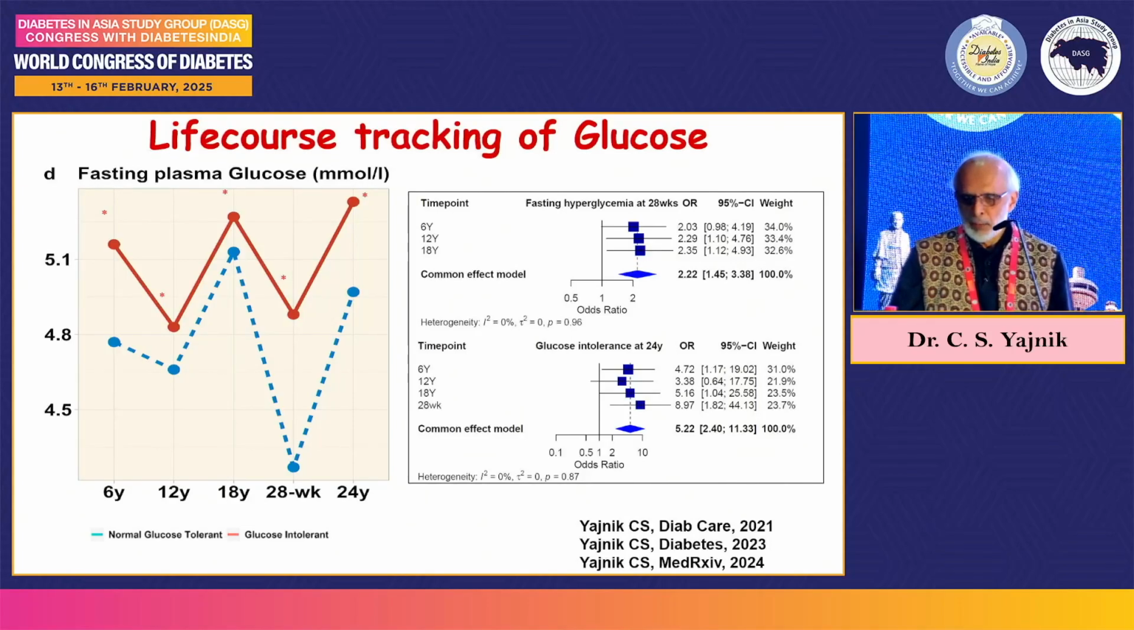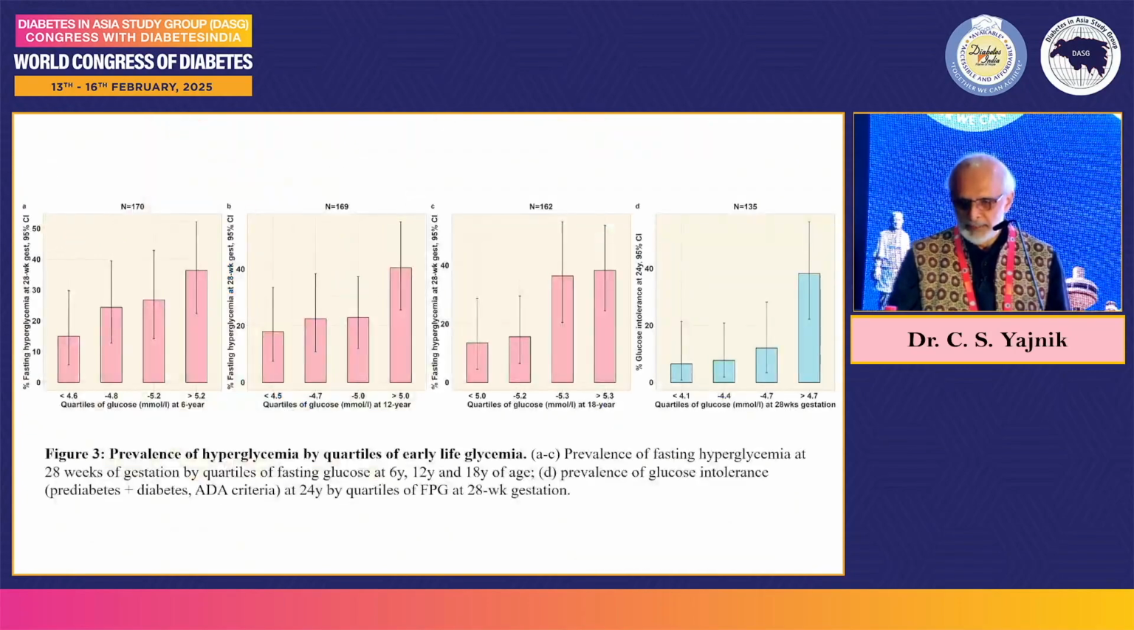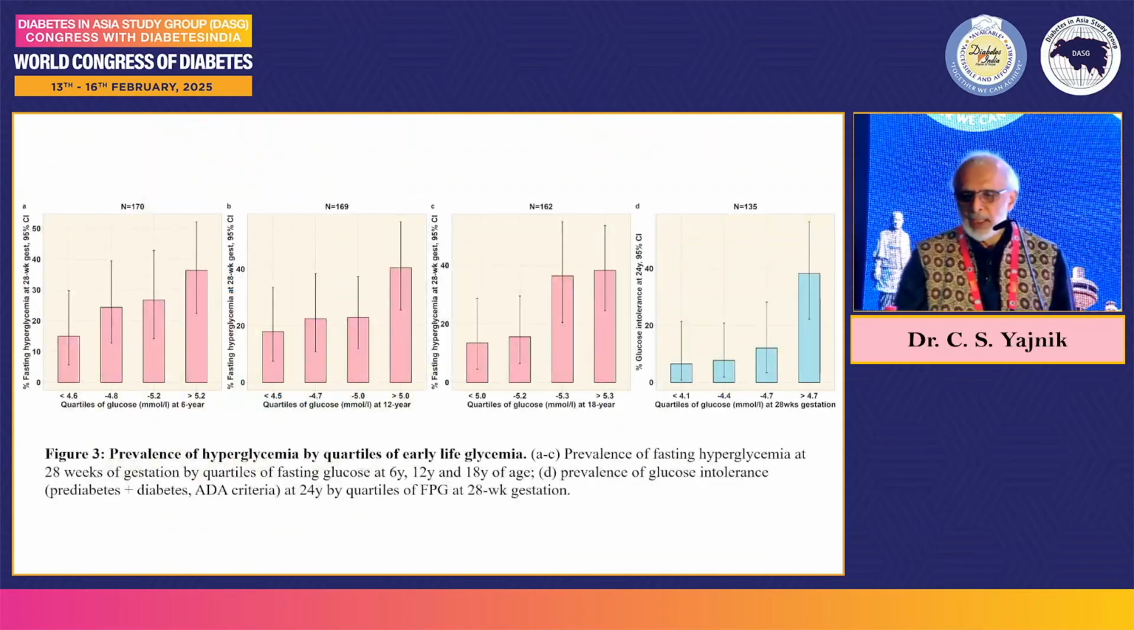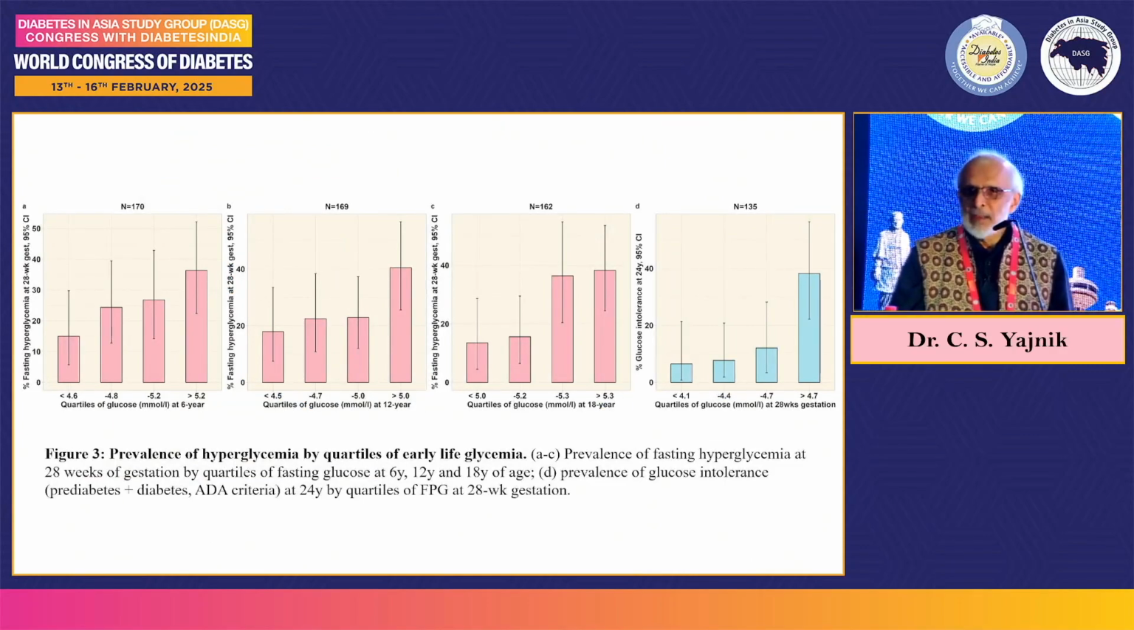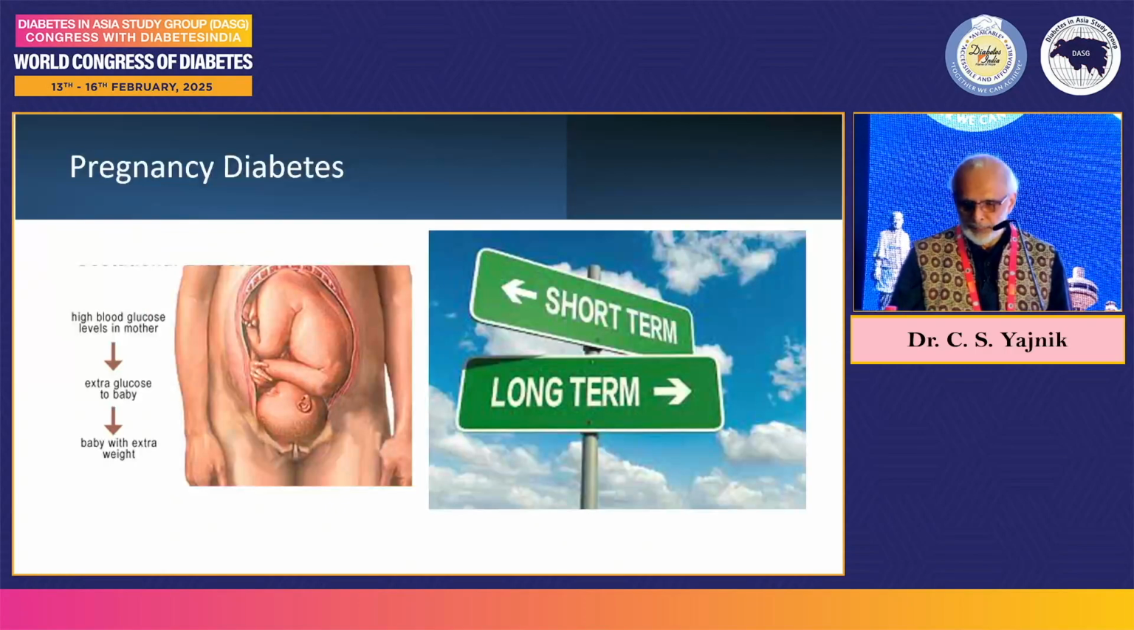And higher glucose in pregnancy increases risk of diabetes later. This is the most complete life course tracking of glucose in a woman from childhood into pregnancy and post pregnancy. And this is how strong the associations are at each point. So if you are studying tracking, this is one of the best data you can have that glucose tracks from very early life.